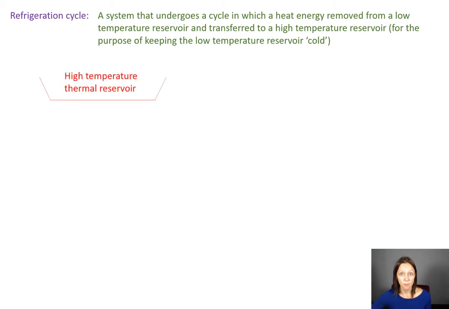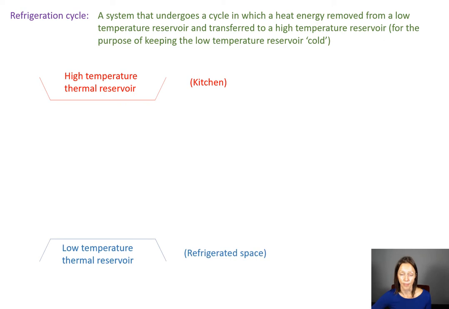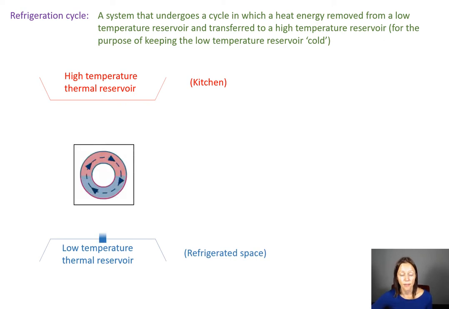So you've got a high temperature reservoir, and with a refrigeration cycle, this would be your kitchen. And you've got a low temperature reservoir, and this would be your refrigerated space. And your cycle is operating in between that. So it's pulling heat out of the refrigerated space into the cycle itself. That's your Q in, and you could also refer to that as QL, since it's coming from the low temperature reservoir, and it's dumping it out into the high temperature reservoir. That's your Q out, or you could also call that QH, H for high temperature.